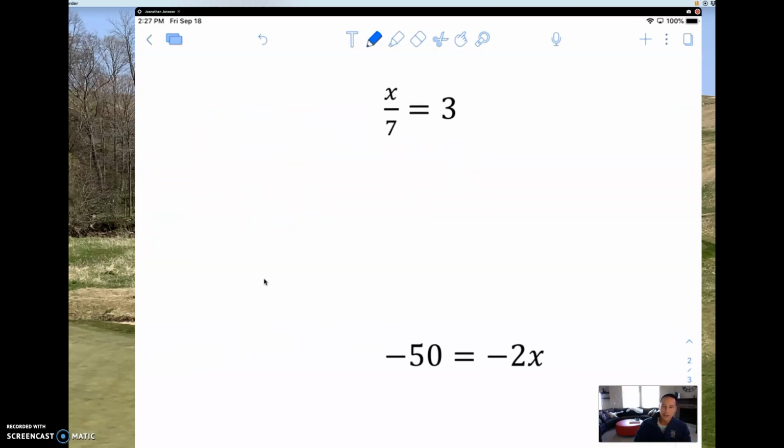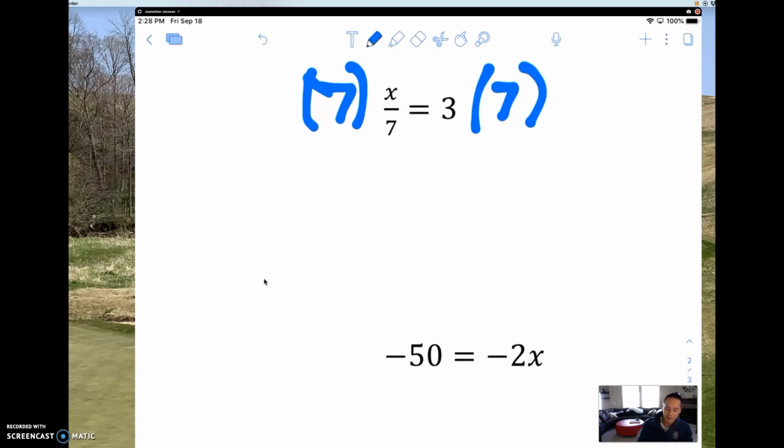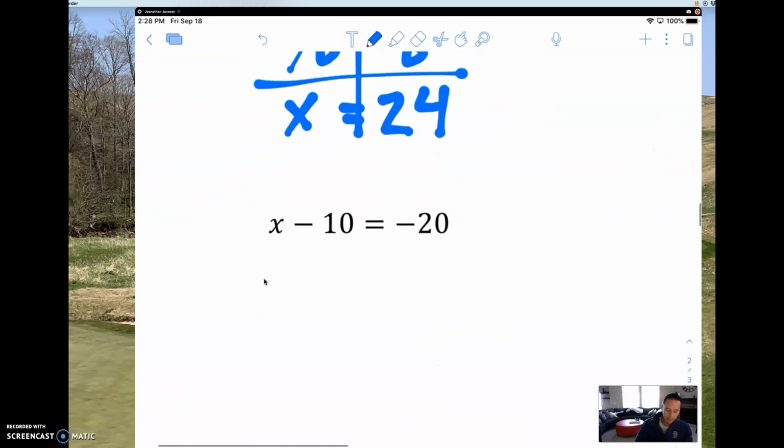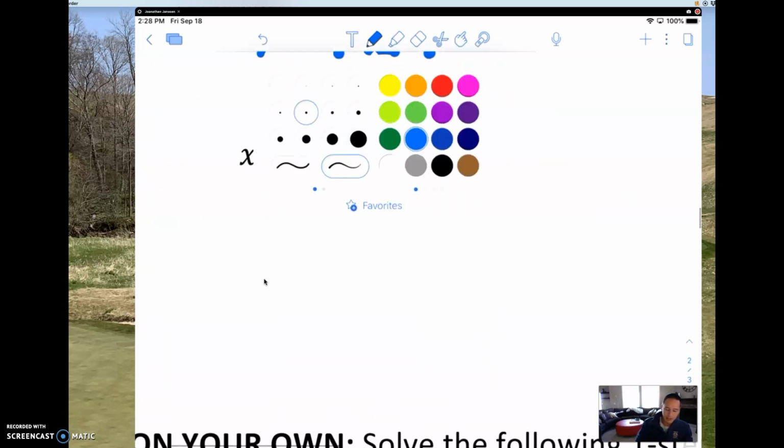On the next one, we have x is being divided by 7. So to get rid of a divided by 7, you do the opposite, and that is multiply it by 7. I like to put multiply in those parentheses. So when you have a number next to something in parentheses, it means it's multiplying. We cancel out the 7s, and we get x equals 3 times 7 is 21. And now we'll get to some negatives over here.